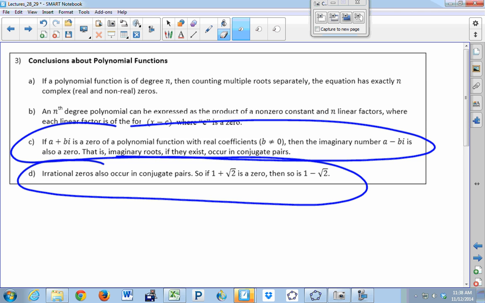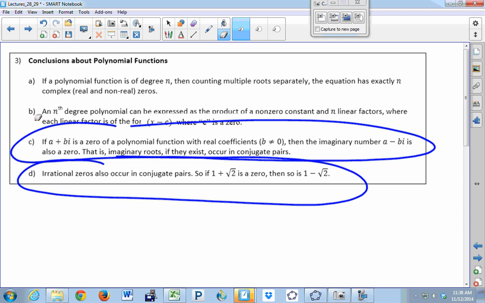Always, always. You can't have one without the other. You might know some couples like that, right? You always see one, you always see the other. Irrational zeros also occur in conjugate pairs. So if I tell you 1 plus the square root of 2 is a zero, guess what? 1 take away the square root of 2 is a zero as well. And just think about your quadratic formula, what that looks like. It's always -b plus or minus the square root.